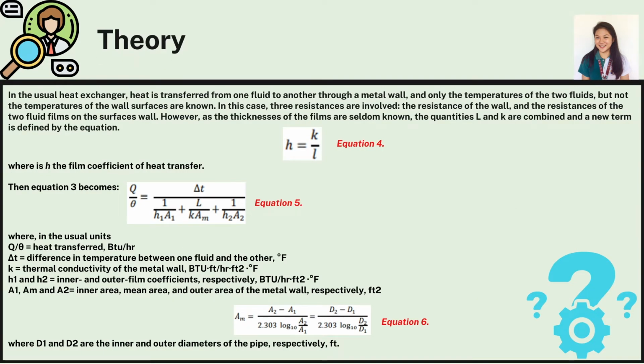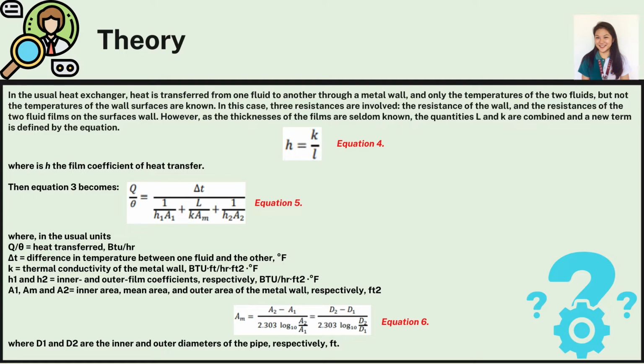In the usual heat exchanger, heat is transferred from one fluid to another through a metal wall, and only the temperatures of the two fluids, but not the temperatures of the wall surfaces, are known. In this case, three resistances are involved: the resistance of the wall and the resistances of the two fluid films on the wall's surface. However, as the thicknesses of the films are seldom known, the quantities L and K are combined and a new term is defined by equation 4.